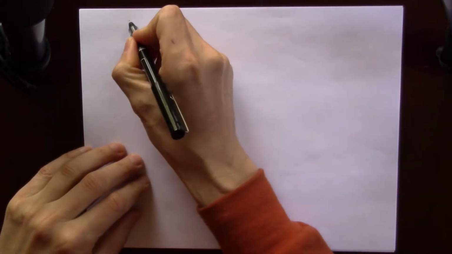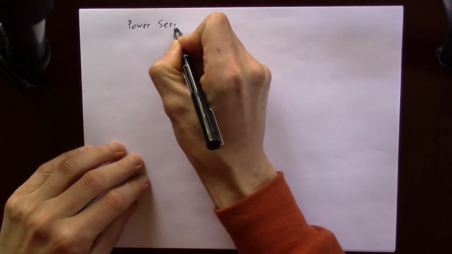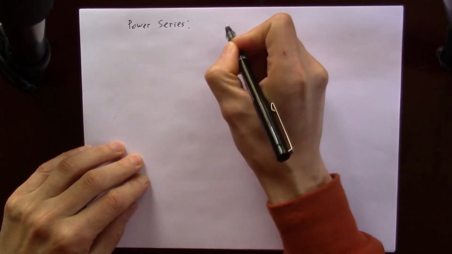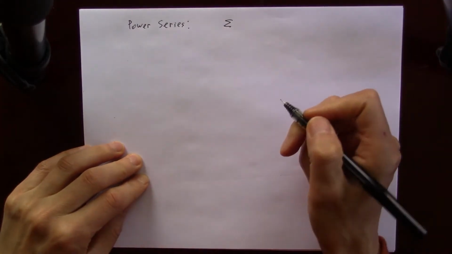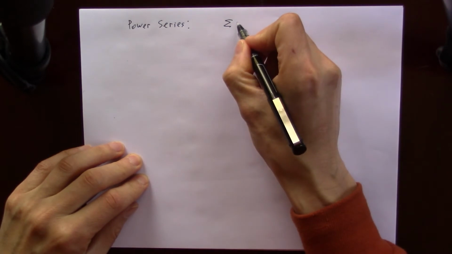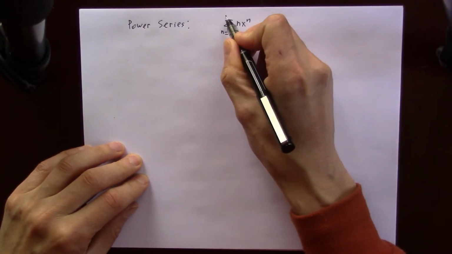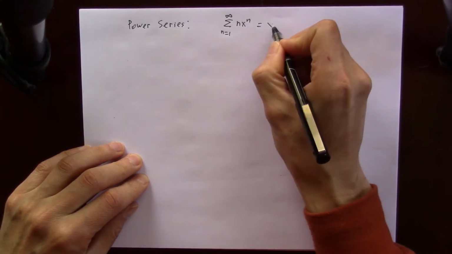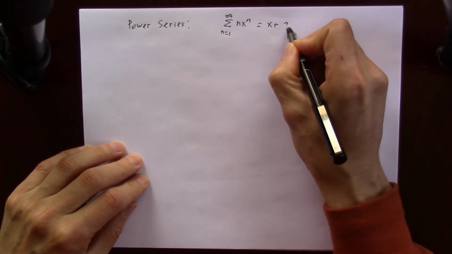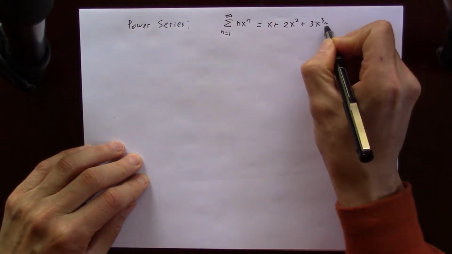Power series. We start with a few examples of power series. So a power series is an infinite series which involves variables. For example, the sum of n x to the n, which we can write as x plus 2x squared plus 3x cubed plus and so on.